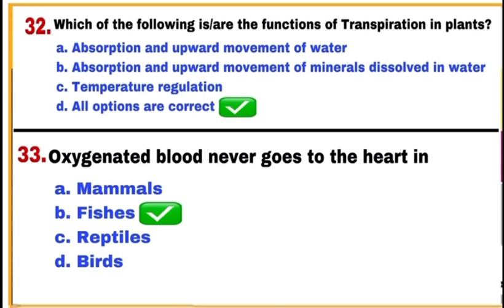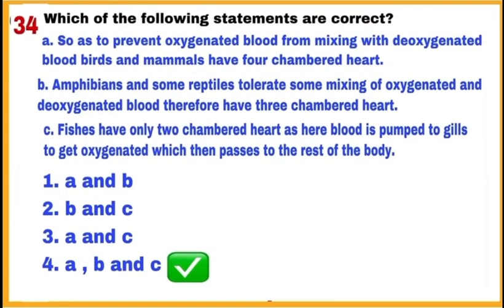And in question number 33, in fishes, oxygenated blood never goes to heart. Question 34. All three statements are correct regarding the chambers of heart in different types of animals.